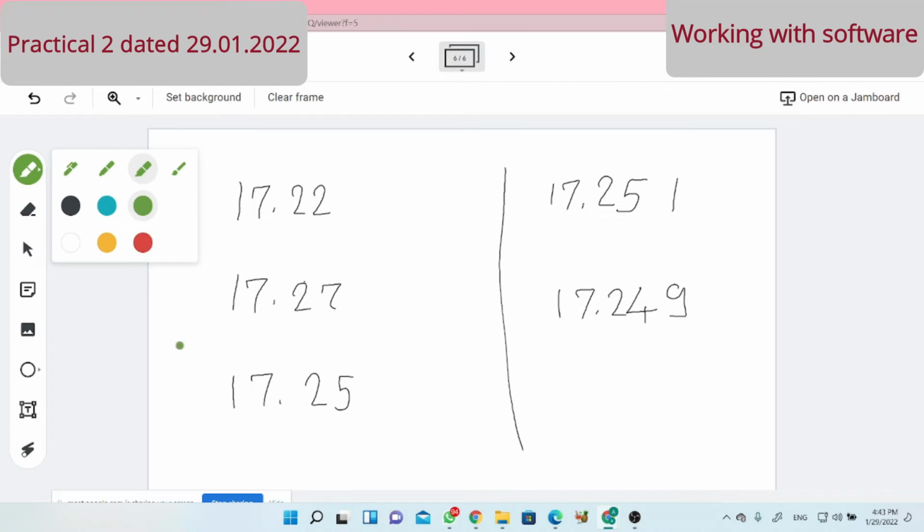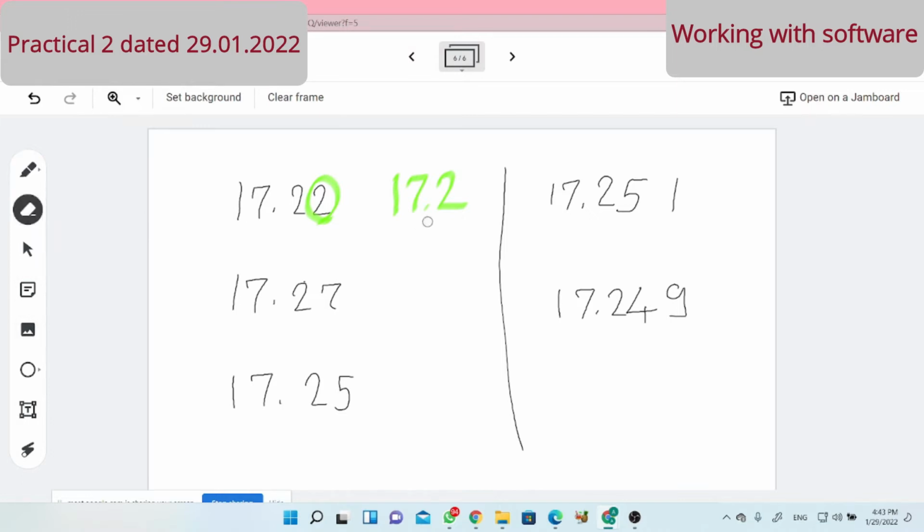Yes, sir. Okay. I want the answer up to one digit after the decimal point. So 17 point... what shall I write here? 17.2. What about this 2? This 2 is less than 5. So what will you do? You will omit that. You will rub that, remove that. Therefore, the answer is 17.2.